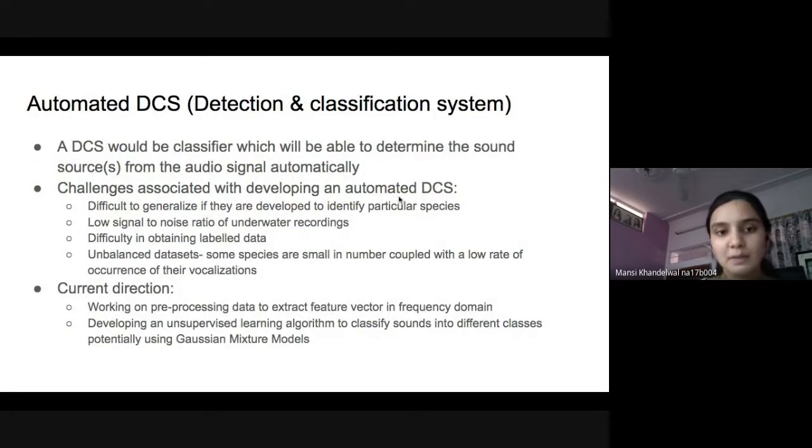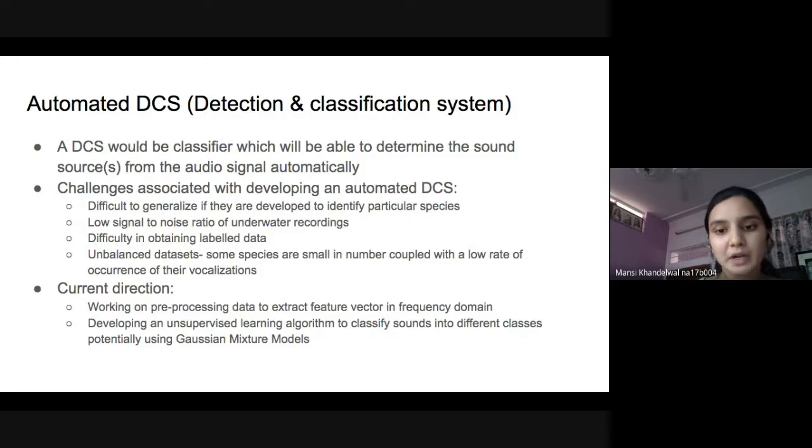And in my DTP, what we are trying to work on is to build an automated detection and classification system, which we'll call automated DCS. The intention with this system is that we have a lot of unlabeled data available publicly. So we want to be able to take that data, run our classifier on it and automatically detect at least how many sound sources are present in this audio data, and potentially look into whether we can also classify fishes based on these clusters that we have made.